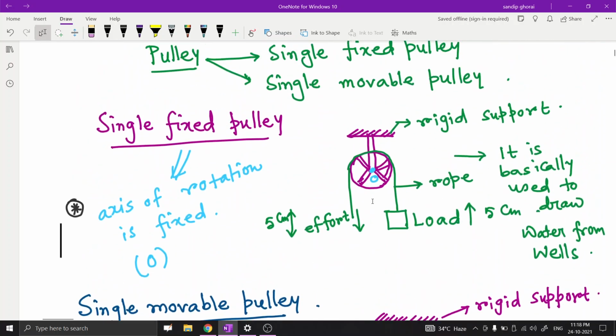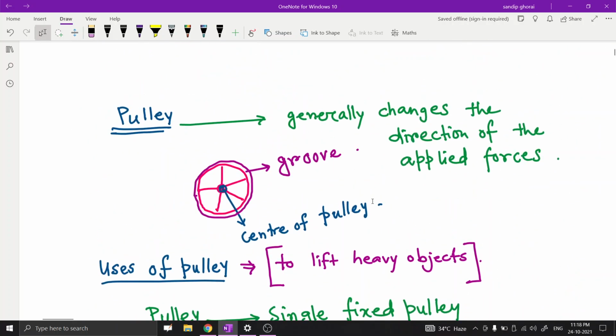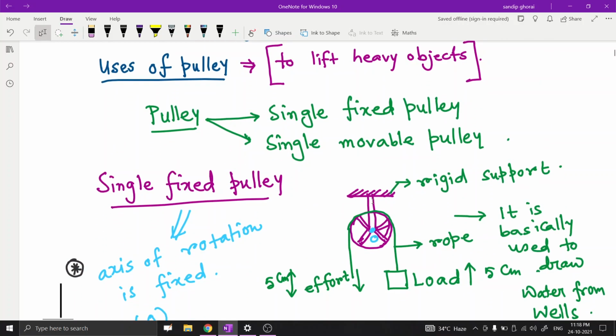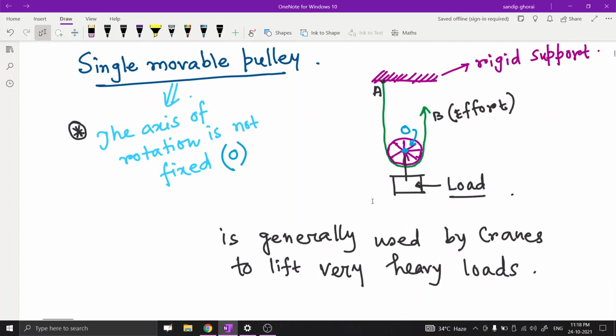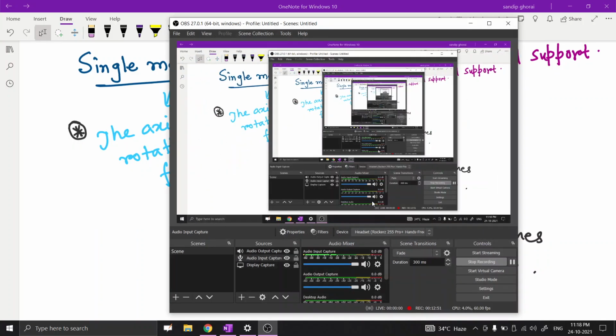In the next class we will discuss the wheel and axle arrangement and what are the care of machines. So this is the end of today's class.